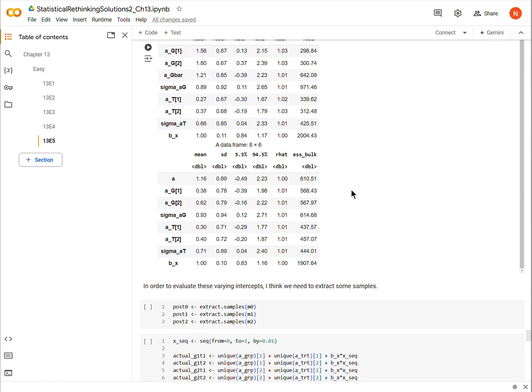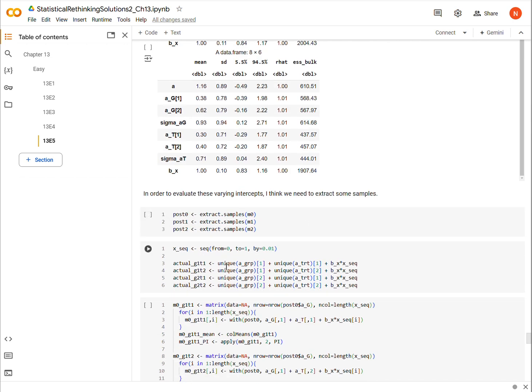So instead, what we're going to do is extract samples from each of these posteriors and then build up the predictions of each of these models, okay? And so that's what I've done here. I've extracted samples from all of these, generated an x-seq value, and then generated the actual values from the hard-coded data that should be expected given the parameter values here.